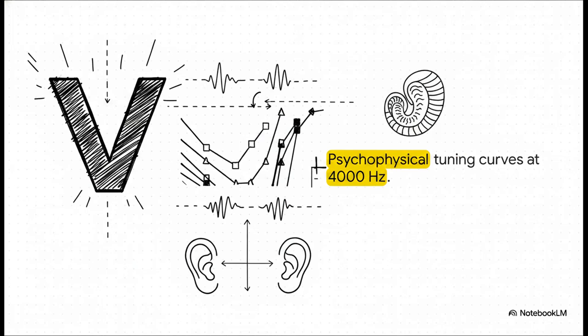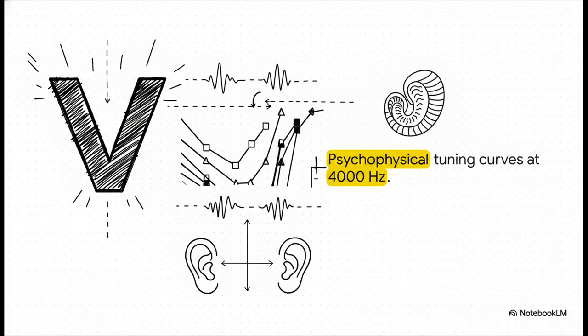And the result of all that testing forms this very distinct V shape that you're seeing here. These curves track the exact level of the masker needed to hide a 4,000 hertz signal. See how when the masker is far away from 4,000 hertz, it has to be really, really loud to mask the signal. But when it's super close to 4,000 hertz, right down there at the tip of the V, it barely needs to be loud at all.